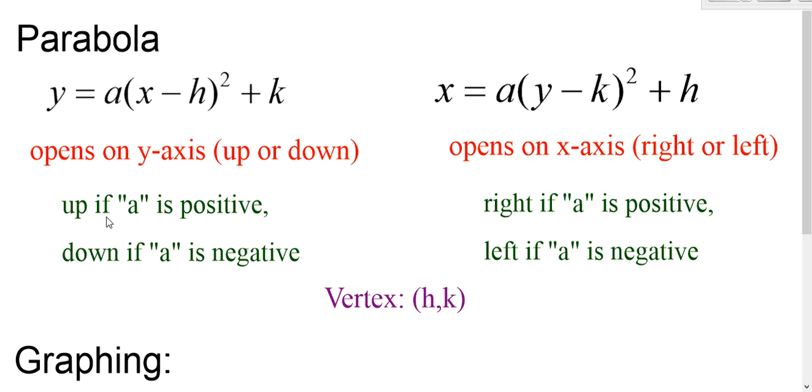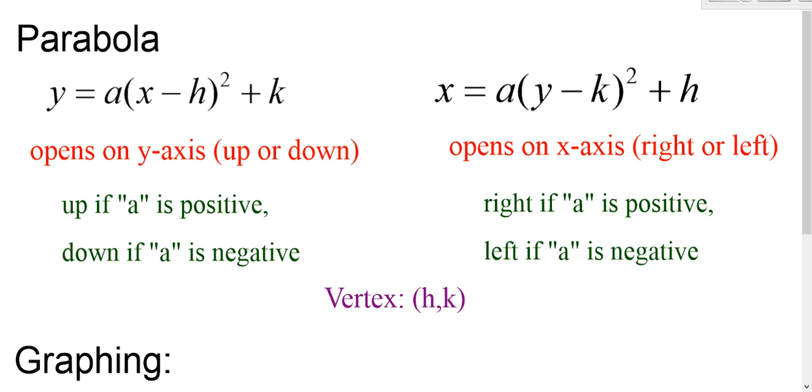And if it opens up, if A is positive, down if A is negative, it'll open to the right if A is positive, and to the left if A is negative. So it's the normal positive y-axis, positive x-axis directions based on if A is positive or not. And in both cases, the vertex is (h, k).